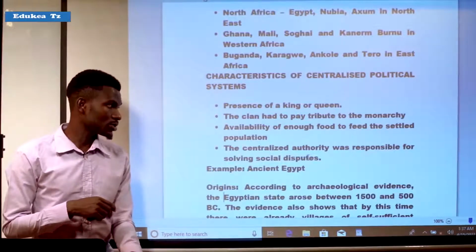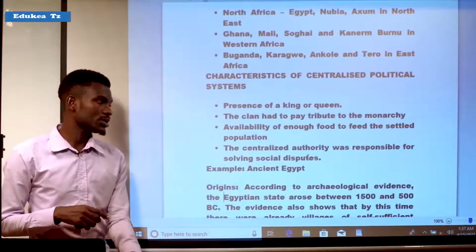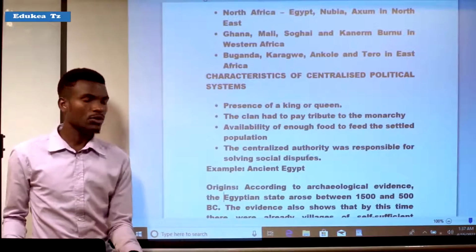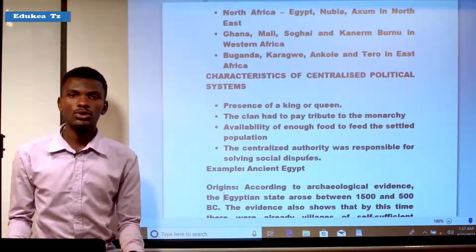Another characteristic is that the centralized authority was responsible for solving social disputes. It means that the centralized authority was responsible for solving social disputes.